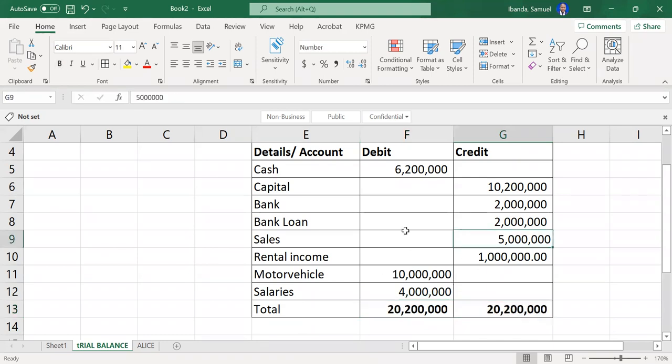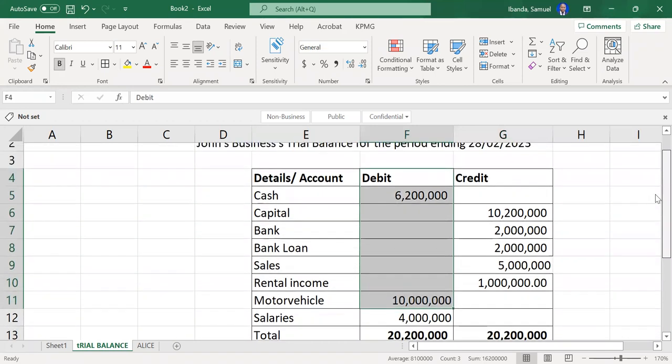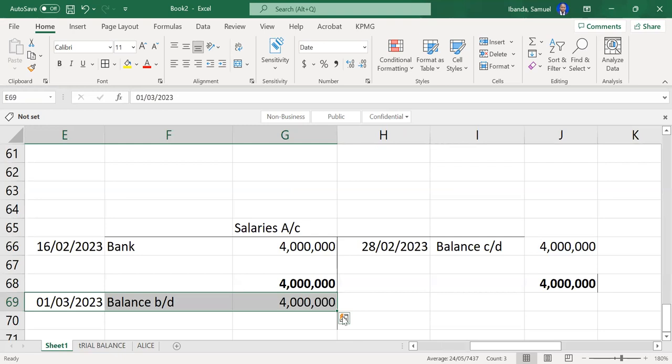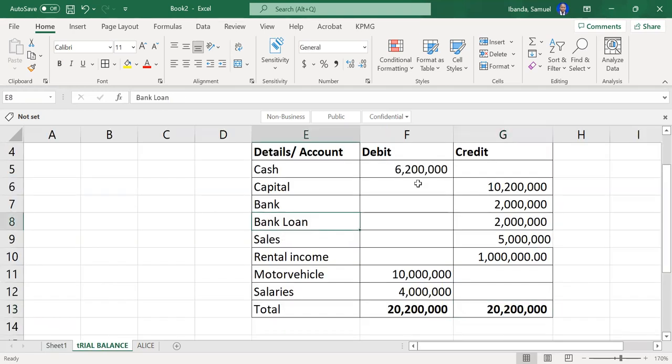Okay. So you can see that our trial balance is actually balancing, as the name goes. Our trial balance is balancing. Now, I wish to clarify, somebody asked, what about accounts receivable? In case we had accounts receivable, its balance will be on the debit side.